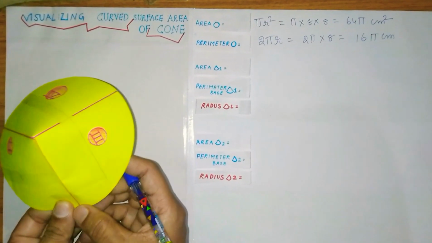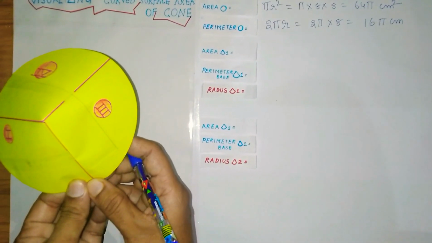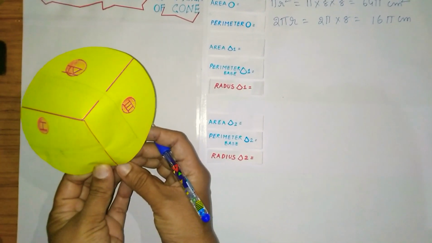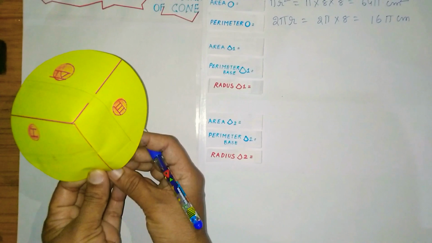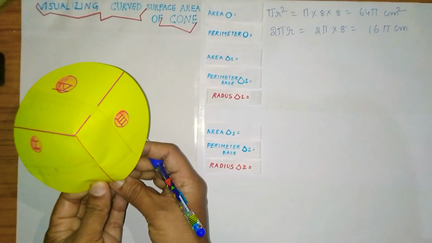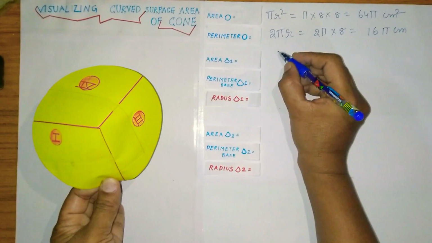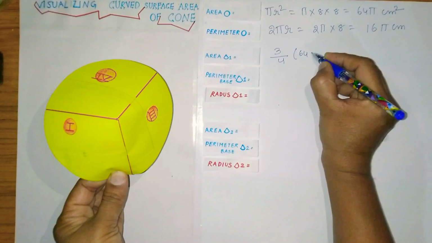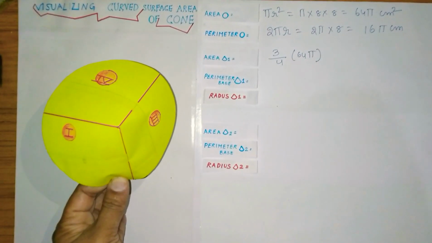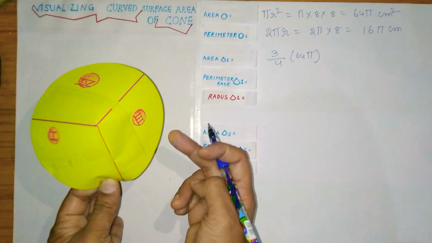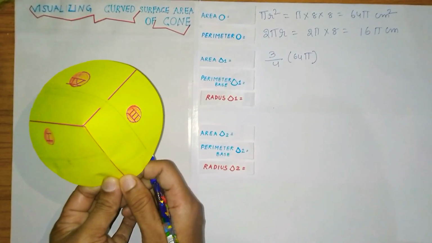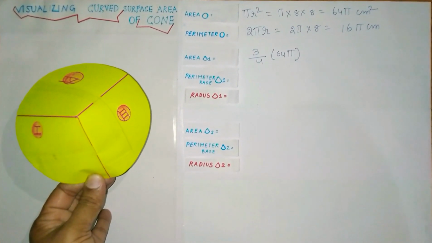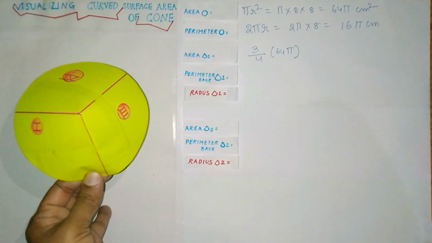We see that only 3/4 are visible and 1/4 is hidden. So the area of the cone is 3/4 of the area of the original circle, that is 3 by 4th of 64 pi. And the circumference of the base of this cone is also 3/4 of the circumference of the original circle, that is 3 by 4th of 16 pi.